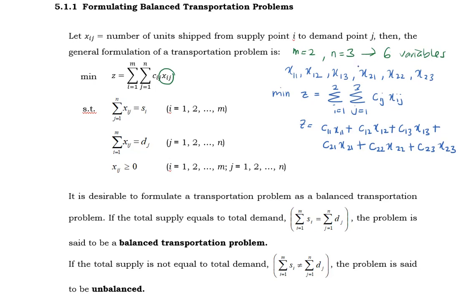Next, write the constraints. There are two types of constraints in the transportation problem. The first type is the supply constraint.